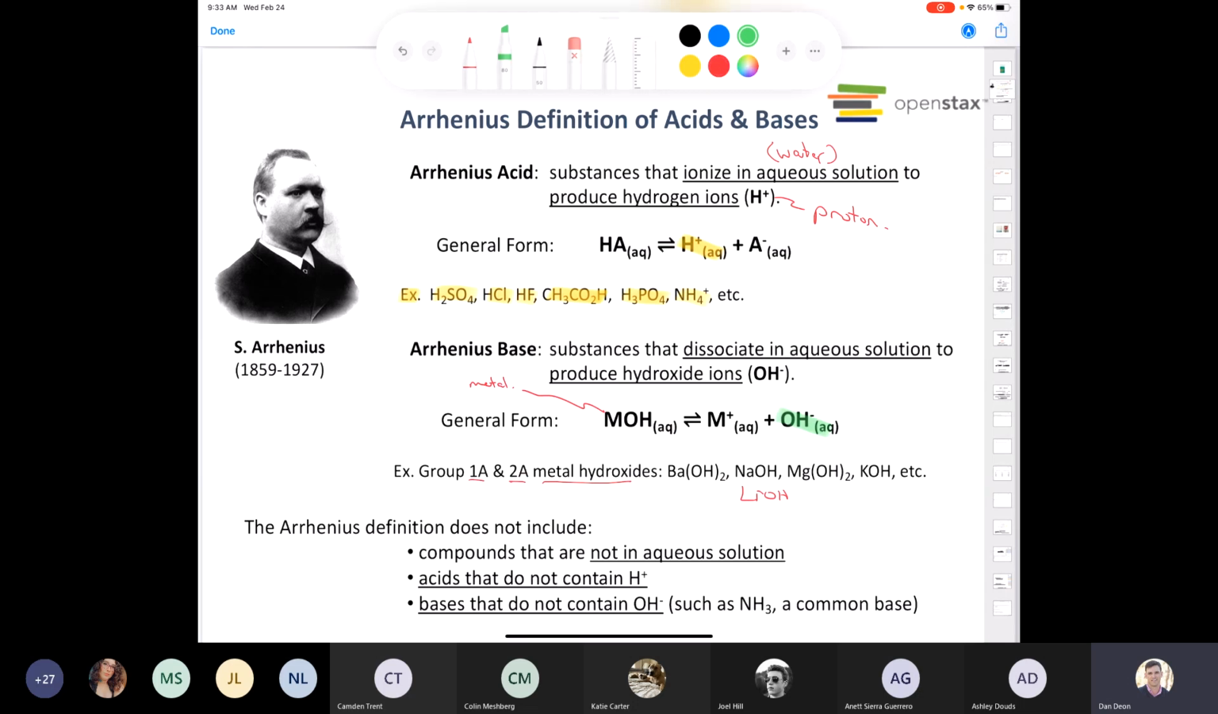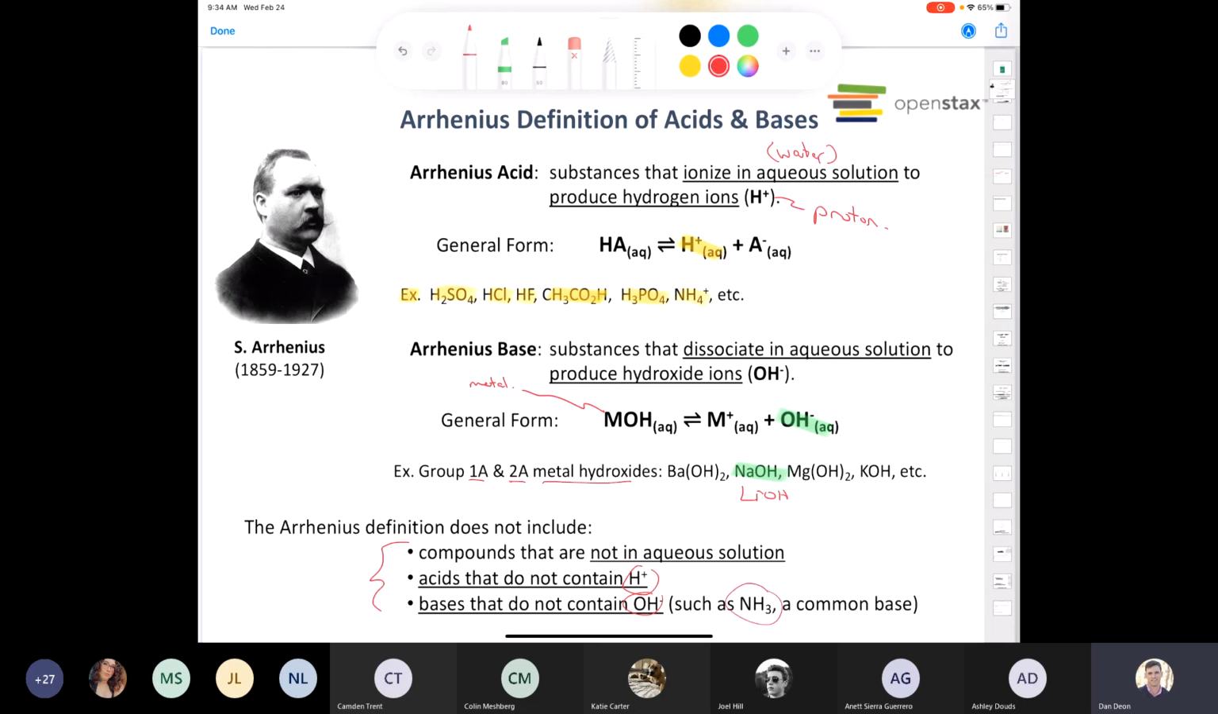Now, you might think, this is a great definition, because I remember from general chemistry that sodium hydroxide is a base, and I remember from general chemistry that hydrochloric acid is an acid. Well, that's great, and it is a pretty good definition, but the problem is it doesn't include compounds that aren't in an aqueous solution. It doesn't contain acids that don't have a proton to donate, and it doesn't include bases that don't have hydroxide, right?